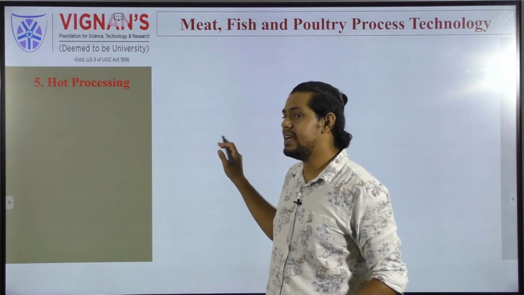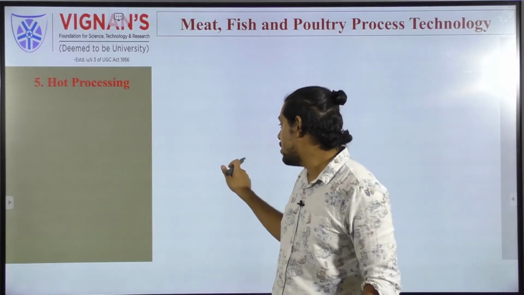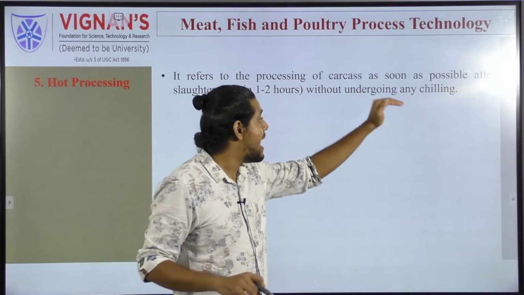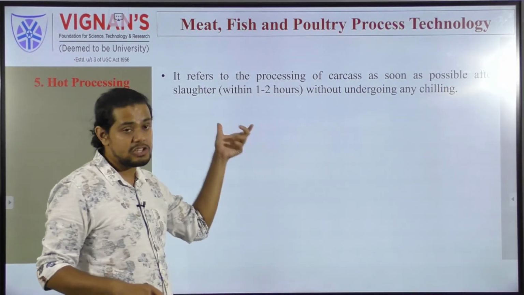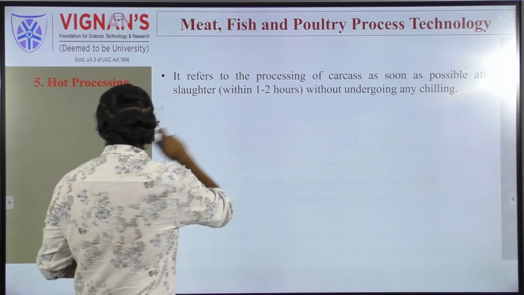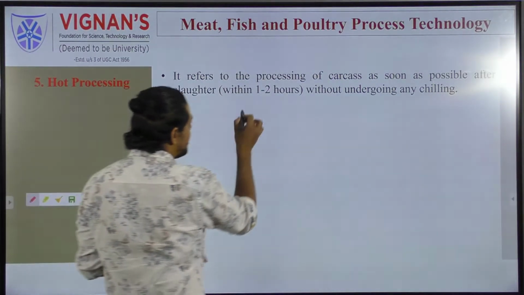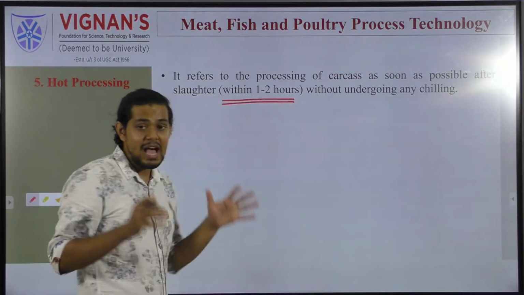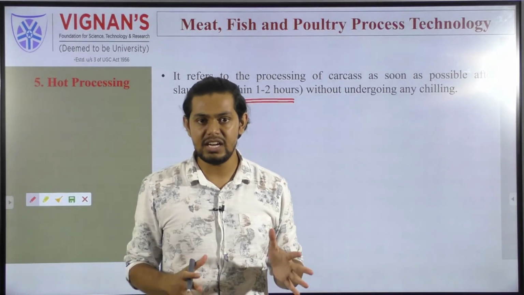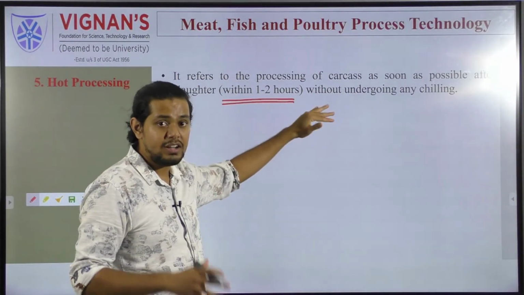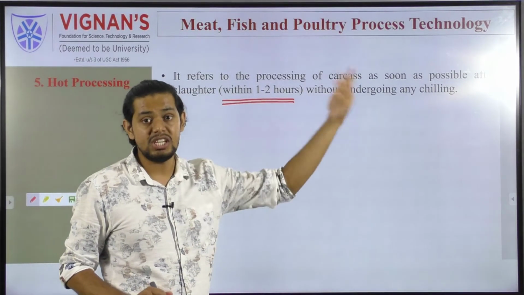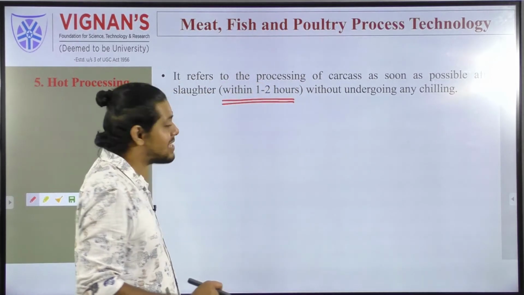So what exactly do we understand by the term hot processing? Hot processing refers to processing of the carcass as soon as possible after slaughtering without undergoing any kind of chilling process. This processing should happen within a period of 1 to 2 hours. That means after the animal has been slaughtered and properly eviscerated, if we are cooking the product within that specific period of 1 to 2 hours without subjecting it to chilling, then that is called hot processing.